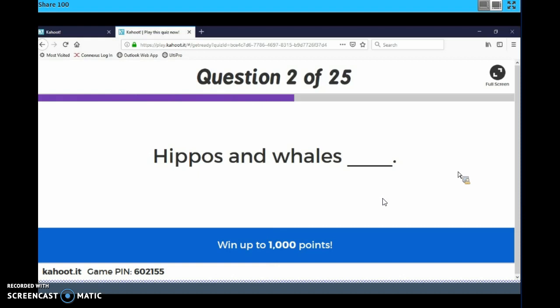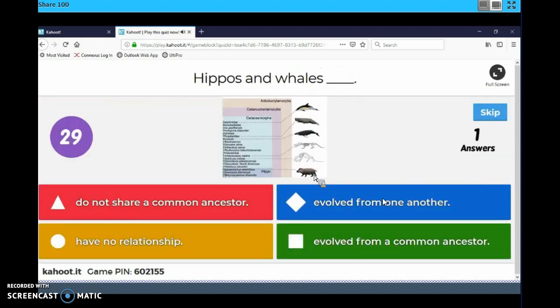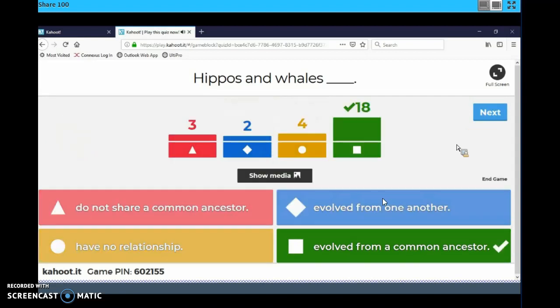Hippos and whales blank. There's the hippo, whales. This is basically a cladogram showing how they're related. And they do, according to this chart, share a common ancestor. So they evolved from a common ancestor.